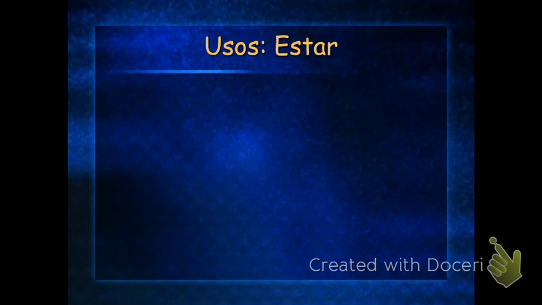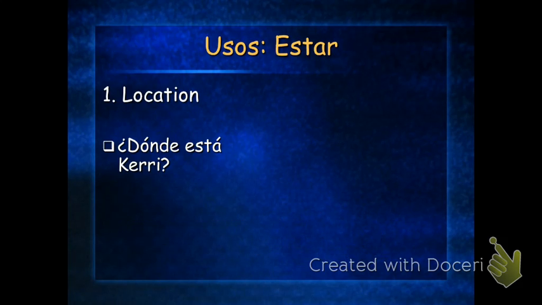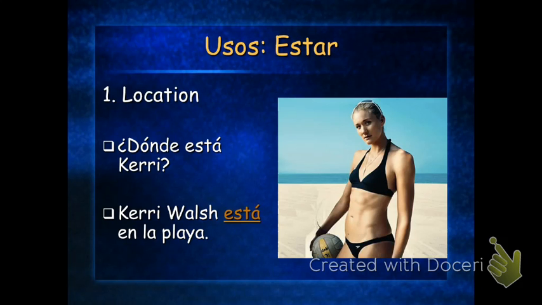Next, the verb estar. Uses for the verb estar. Location, location, location. Remember when we were learning our prepositions of place, next to, beside, underneath. All of those things we used estar with them. So let's look at one of our AMHS alum, Carrie Walsh. ¿Dónde está Carrie? Carrie está en la playa, right? That is her location. She's not from the beach. She is located at the beach, so we use está.